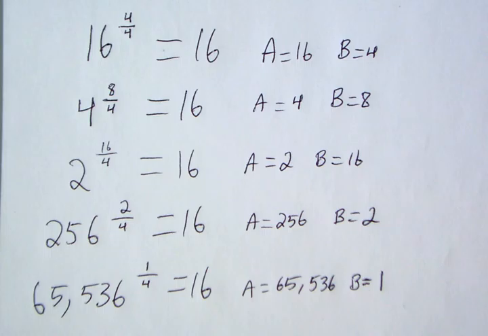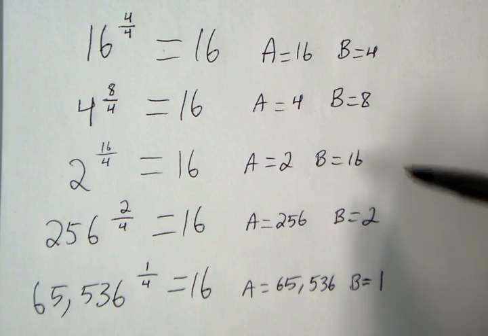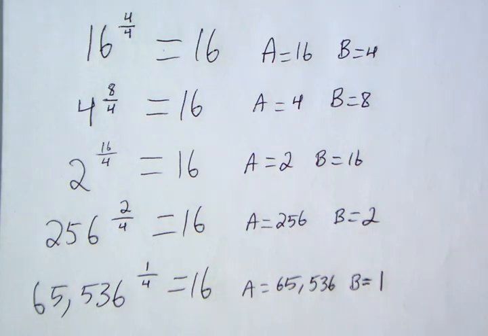We don't care about the a values, we want the b values. So your possible answers are 4, 8, 16, 2, or 1. As long as you had one of them, it's right.